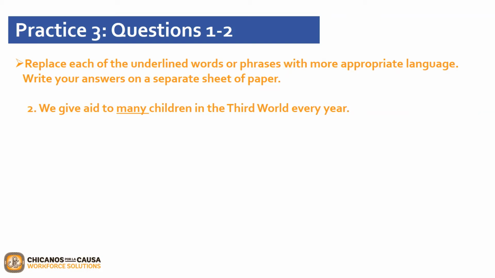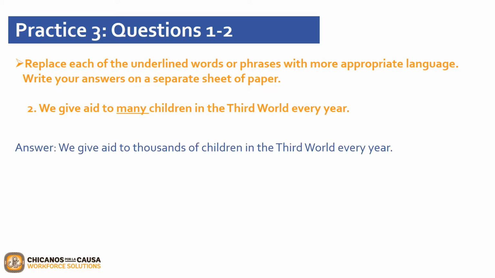The second question states, we give aid to many children in the third world every year. How would you rewrite this sentence with more appropriate language? The correct way you would rewrite this sentence is, we give aid to thousands of children in the third world every year. You may now pause the video and complete questions 3 to 5, practice 3B, and practice 3C. Click play when you're ready to continue.